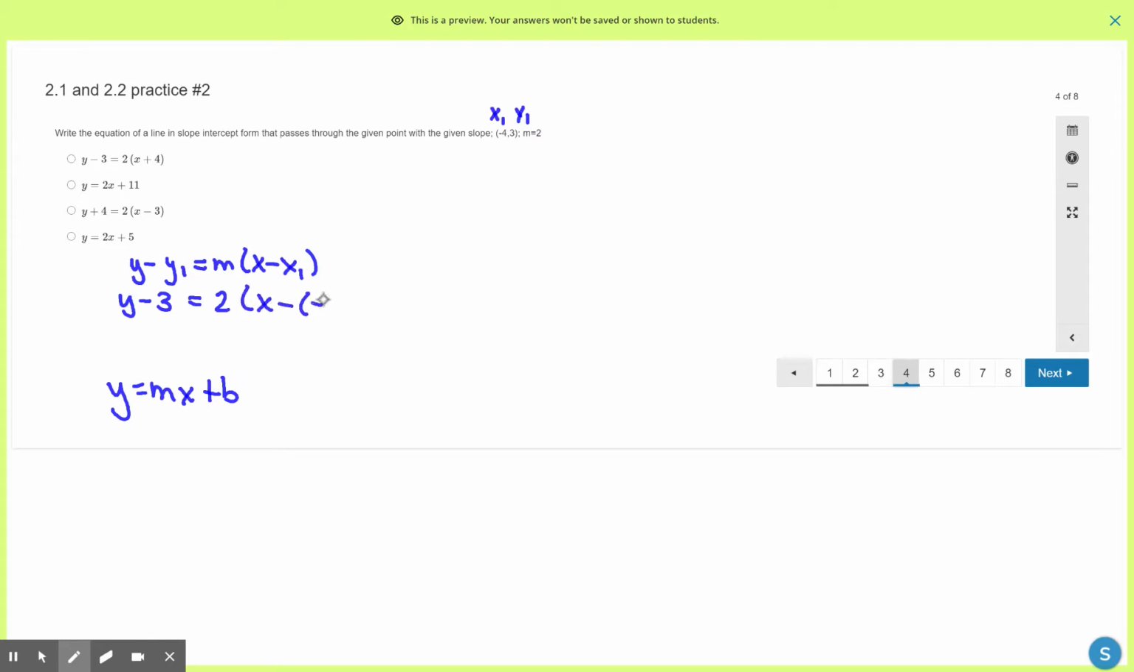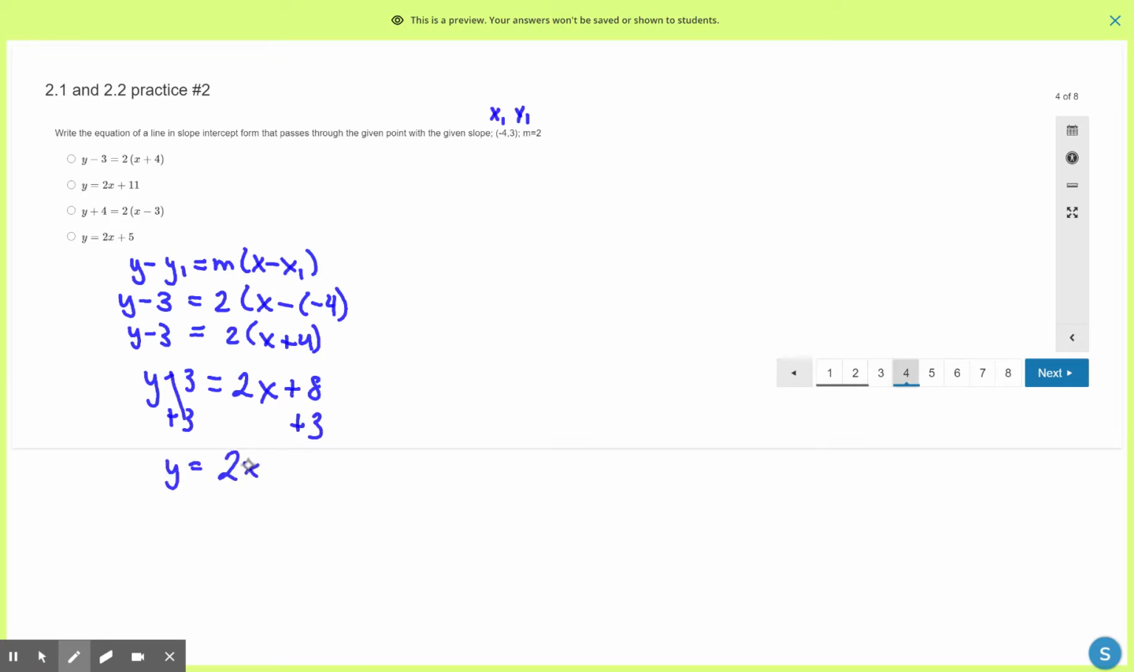Now be careful here. The x1 is a -4. The minus and a negative really become x plus 4 inside parentheses. Now we need to make it y equals mx plus b. So all we have to do is get rid of the parentheses by distributing. So then we have 2x plus 8, and then we're going to add 3 on both sides to get y by itself. So then finally we have it in slope-intercept form, which is y equals 2x plus 11.